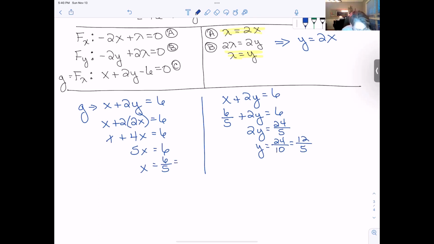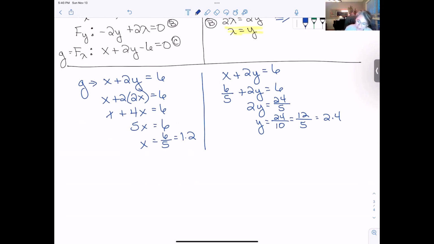And these actually turn out to be nice decimals. So we got 1.2 for the x, and this would be 2.4 for the y. But again, if you don't get nice decimals, leave it in fraction form. So we found the x value and we have found the y value that would maximize this.